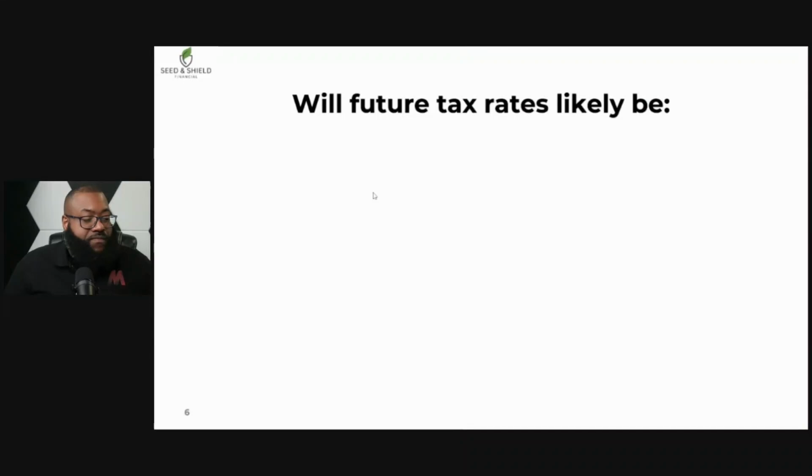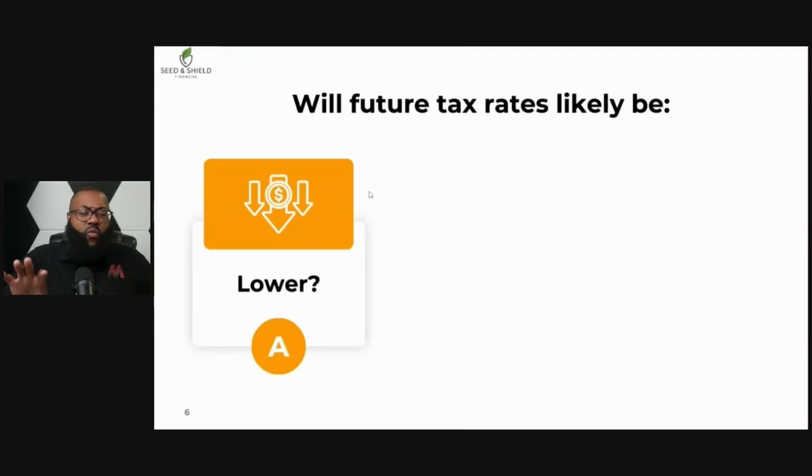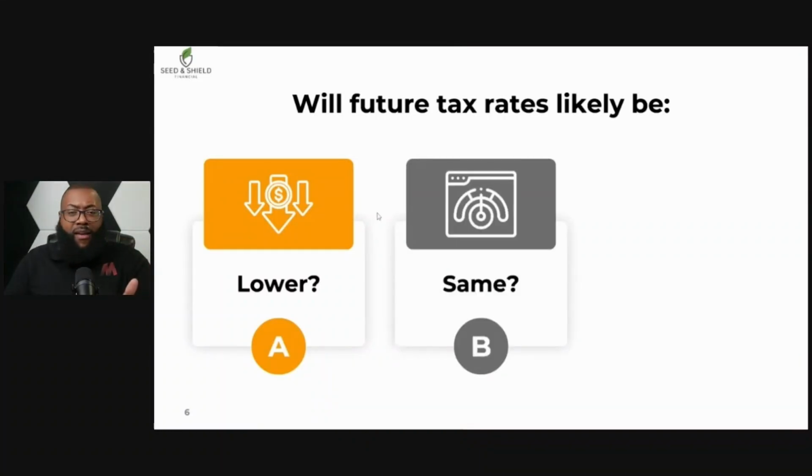So let me ask you this. Let's just take a moment. What future tax rates do you think we will likely have? Will you say A for lower, B for the same, or I might give you the answer?